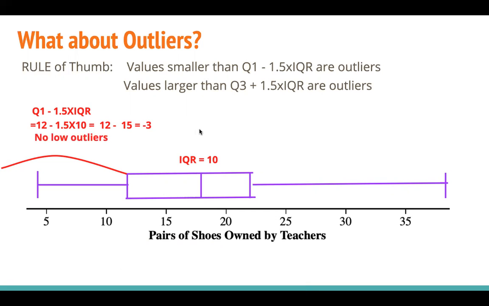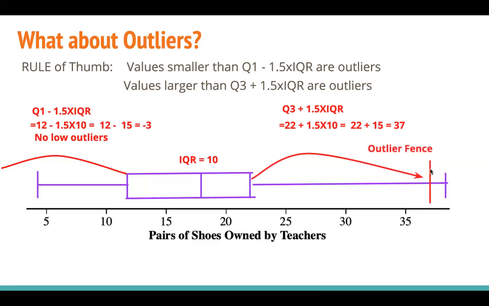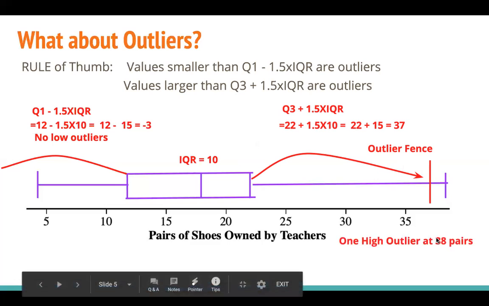And let's check for high outliers. So I'm going to go from Q3 up here at the top, and I'm going to go 1.5 times. So that's 22 plus 1.5 times 10, or 22 plus 15. Now there is somebody beyond what I would call this outlier fence. And I can actually redraw this graph now, these upper values, to reflect the outliers. So there is one high outlier at 38 pairs of shoes.